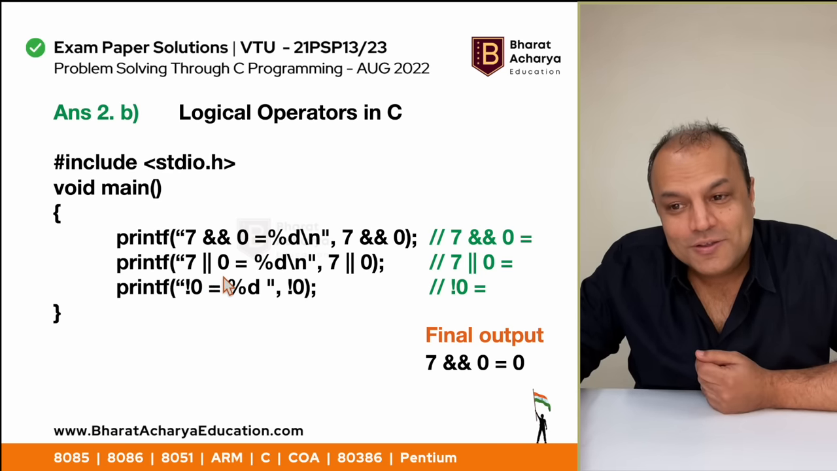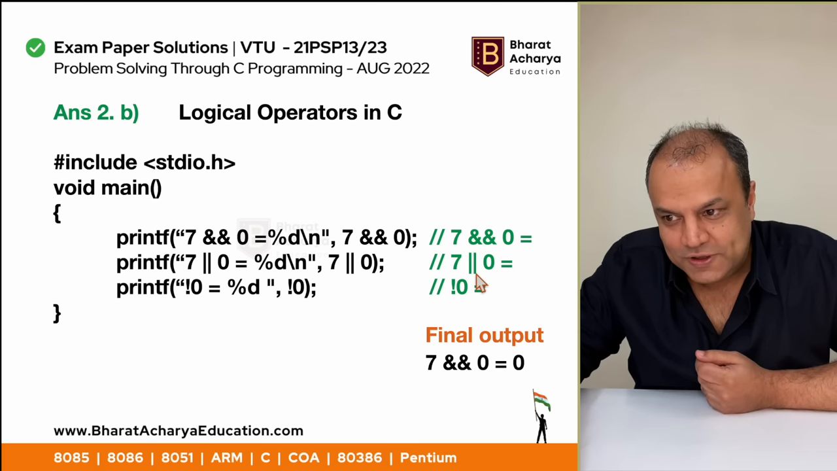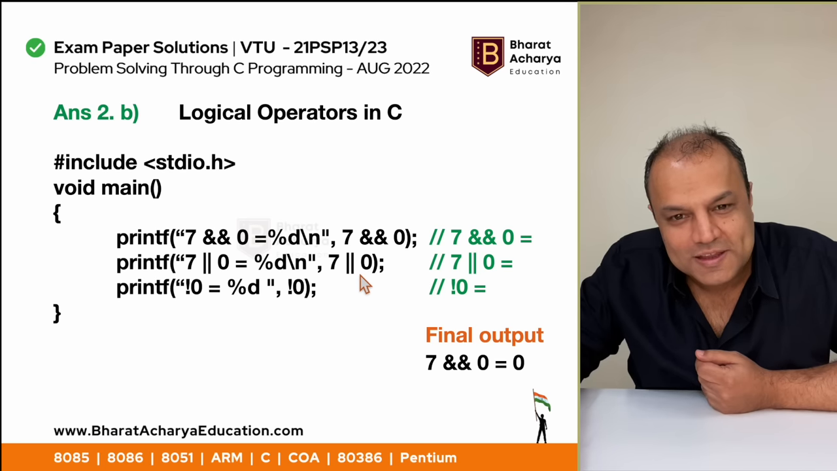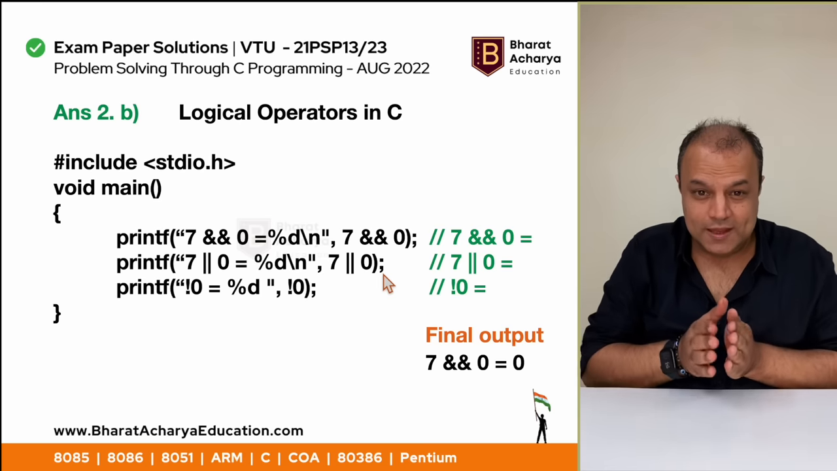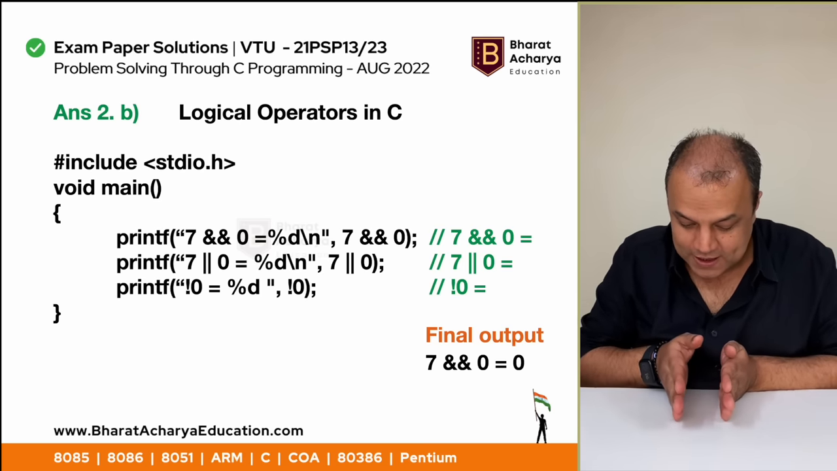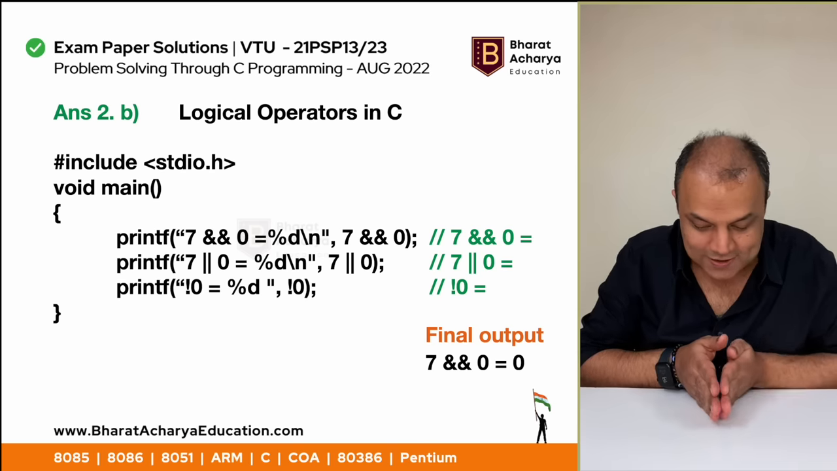7 or 0. This statement will be here. The equal to will be here. This percentage d is a placeholder. It's telling you the result of this expression will come over here. What is the result of this expression? 7 or 0. In an OR gate, if anything is 1, the answer is 1.